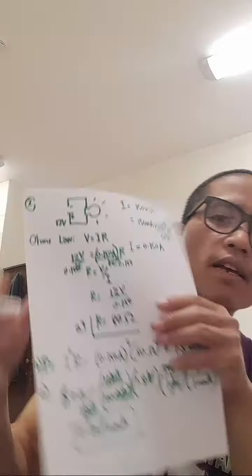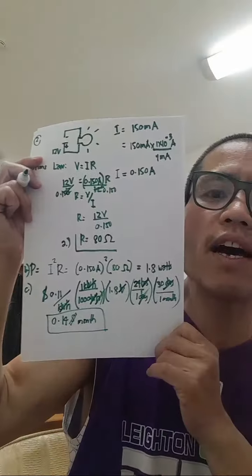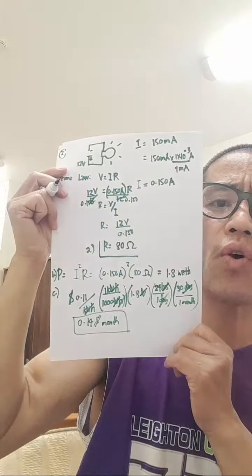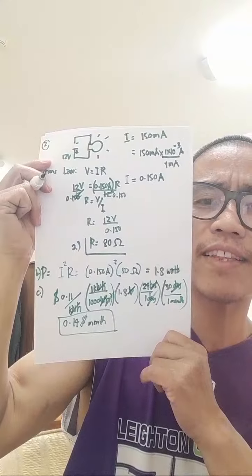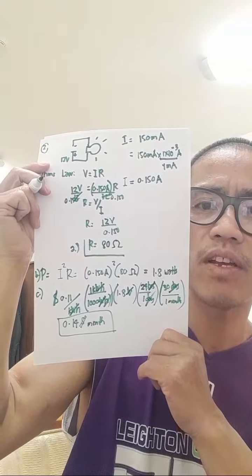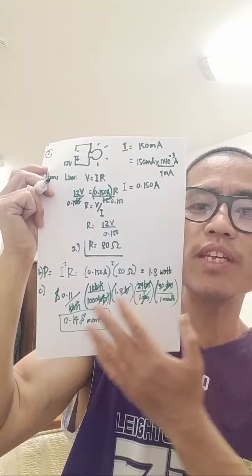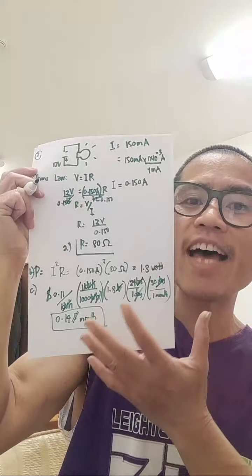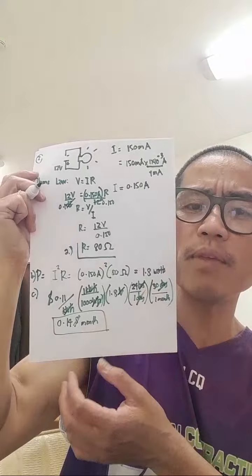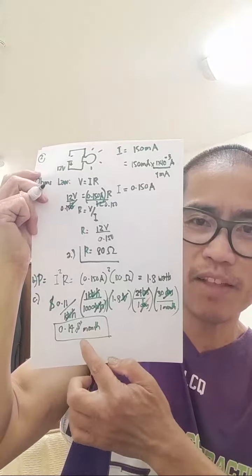You will pay $0.14 per month of your electricity consumption in your house. And then we need to equate this. Let's try power is equal to energy over time, to see if we can get the same answer with this.